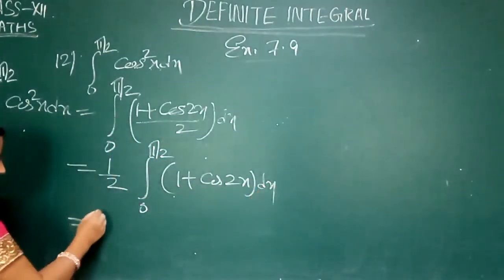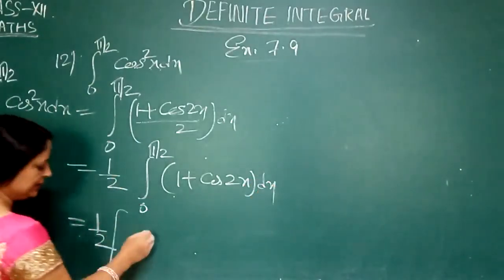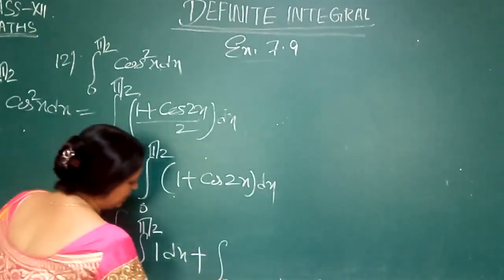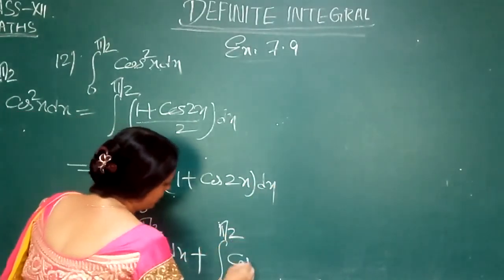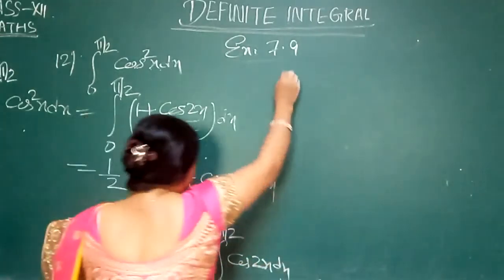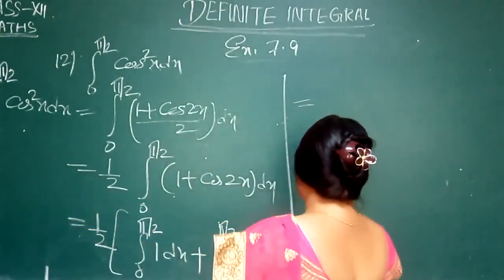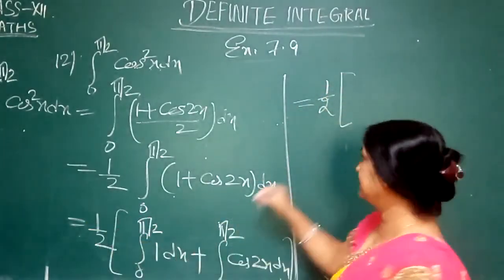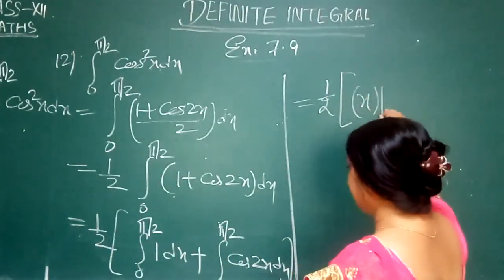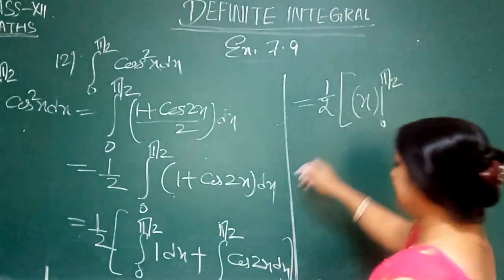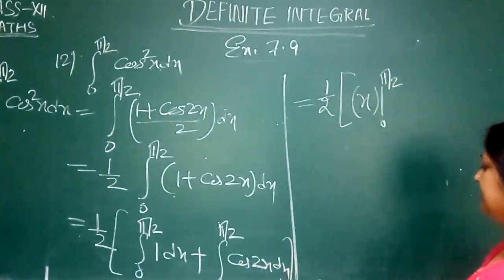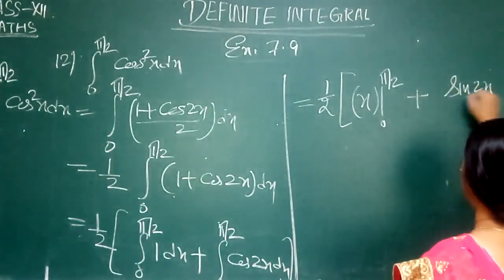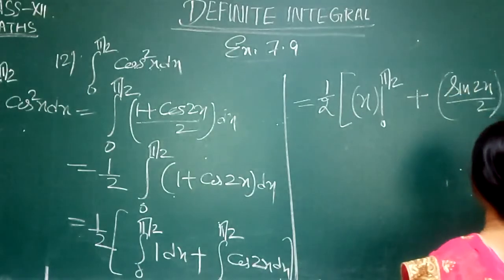Now what is our next step? We will separate this integration. Integration of 0 to pi by 2, 1 dx plus integration of 0 to pi by 2 cos 2x dx. After that 1 by 2 is as it is outside the integration. Now what is the integration of 1 dx? That is x and the limit is 0 to pi by 2. In the next step we will put the limit. After that, what is the integration of cos 2x? The integration of cos 2x is sin 2x upon 2 and the limit is 0 to pi by 2.